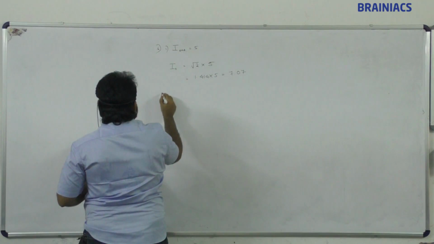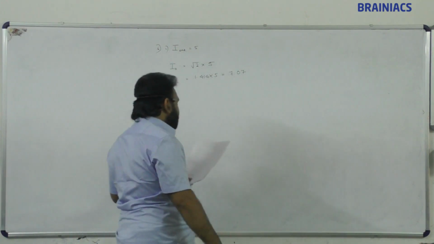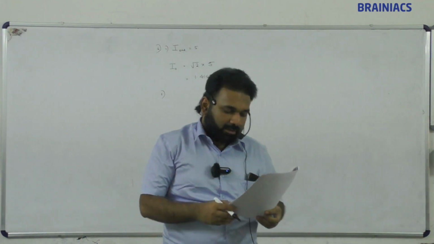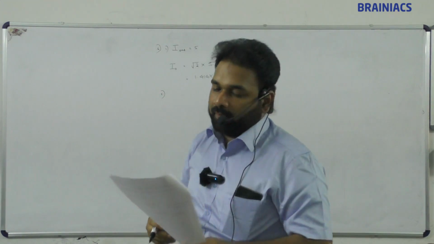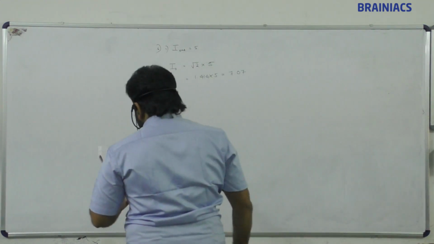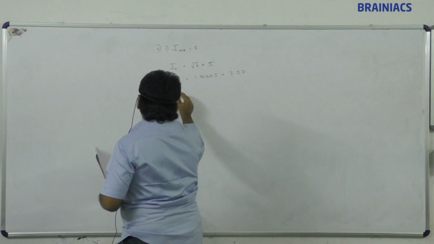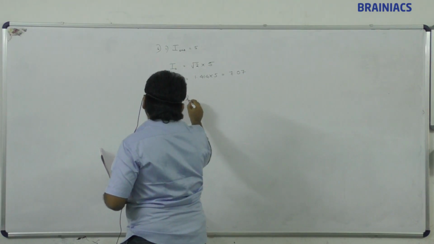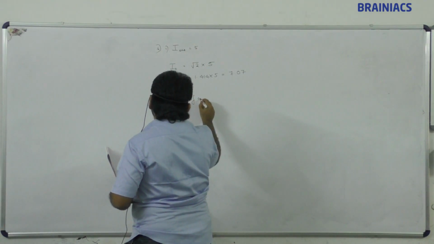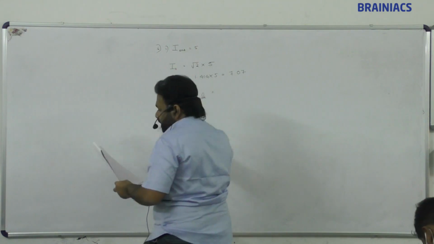So this is first session. Second question in that is mean value of current over half cycle. What is the answer? Mean value over half cycle.